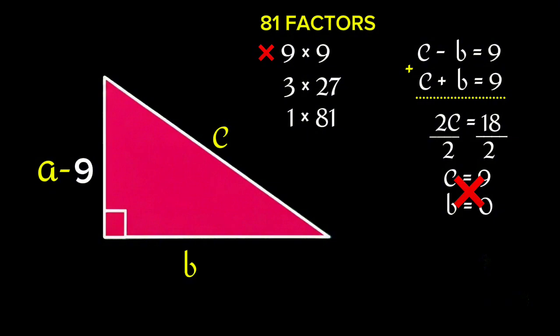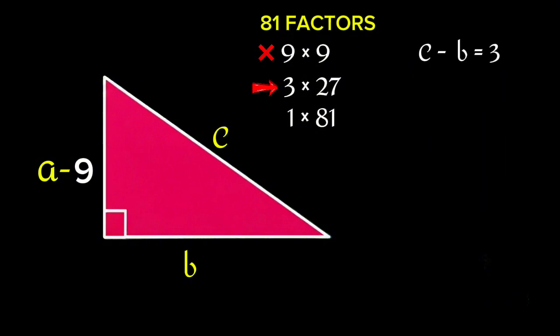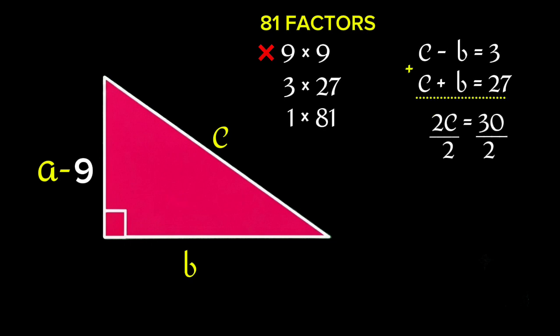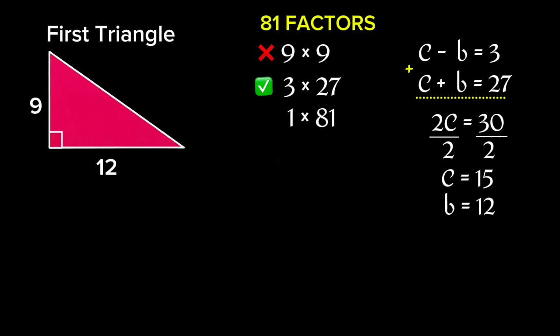Now, let us try 3 and 27. Suppose c minus b is 3 and c plus b is 27. Adding the two equations gives us 2c is equal to 30. Therefore, c is equal to 15. Now, substitute 15 back into one of the equations. This gives us b equal to 12. And there we have it. Our first valid right-angled triangle has side lengths of 9, 12, and 15.